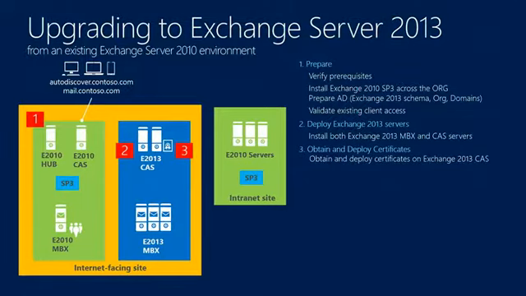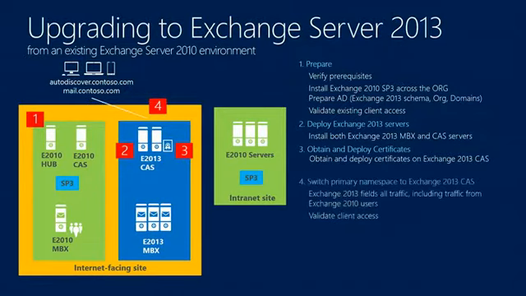Then you'll deploy your certificates, possibly obtain them if you don't already have certificates. And then you'll deploy them on your CAS servers. You don't need to worry about deploying anything on Mailbox because we use self-signed certs there. Then you'll go ahead and do what we call switching the primary namespace or cutting over the namespace. That's nothing more than just going into DNS and changing the IP address for the FQDNs, for those mail URLs, so that they now point to the load balancer that's in front of your 2013 infrastructure, instead of 2010, which is where they point now. After you've done that, you can validate that again. There's tools that we'll talk about to help you validate that from an internal and an external perspective.